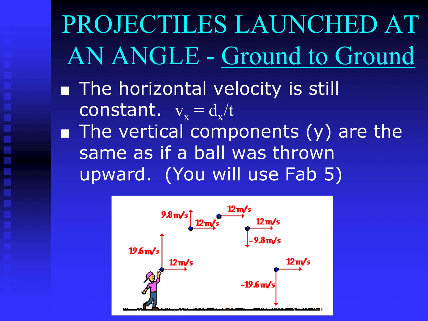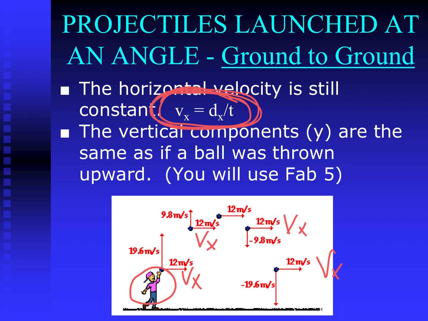When you launch something on an angle, good news, the horizontal velocity is going to stay constant throughout. We're going to assume that there is no, and I mean no, air resistance, okay? So if you take a look at this picture down below, this kid throws something at an angle. Notice that the velocity in the X direction stays constant throughout at 12 meters per second forward. That's what I'm saying by the horizontal velocity stays constant.